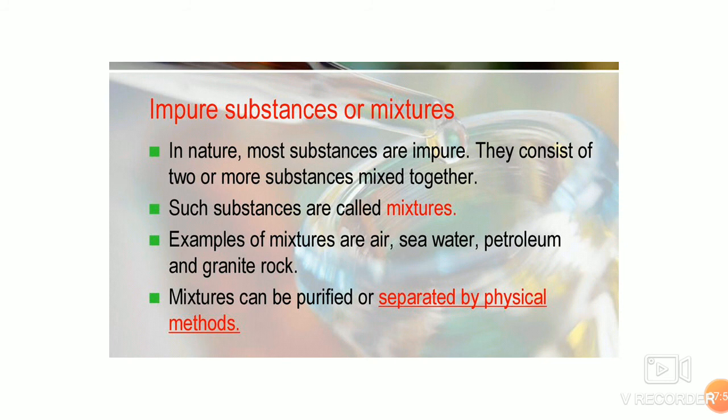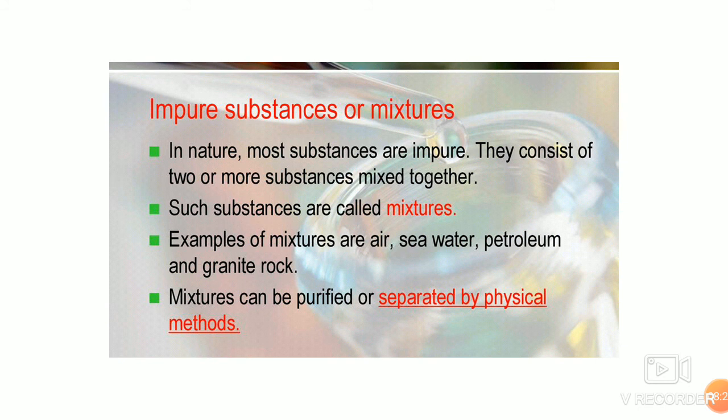For example, air, sea water, petroleum, granite rock. So how are they separated? See, we are using different substances in our daily life. We find some of them as mixtures, but surely we separate them to use them in the pure form, right? So how are they separated? They can be purified by physical methods or sometimes by chemical methods.